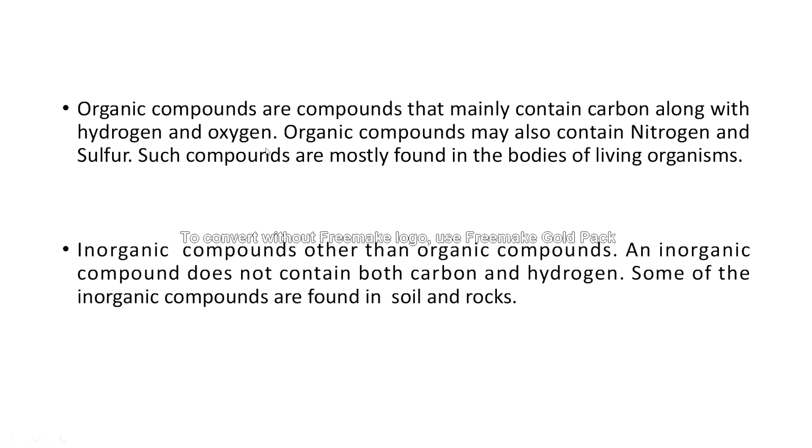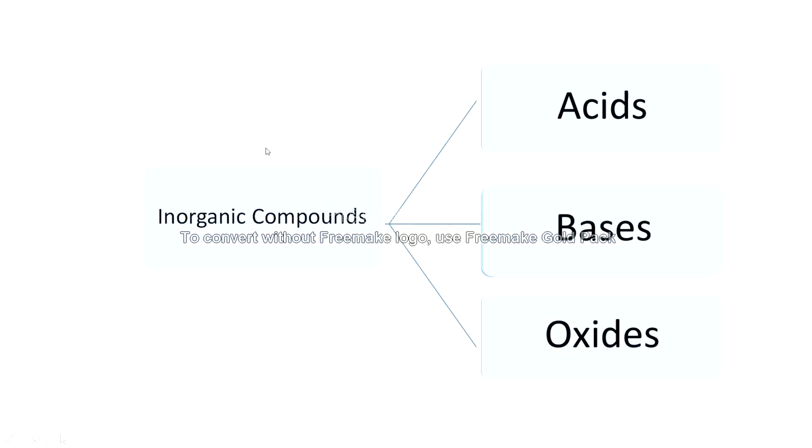Inorganic compounds are compounds other than organic compounds. They do not contain both carbon and hydrogen. It means that they may contain carbon but not hydrogen, and they may contain hydrogen but not carbon. You cannot find both carbon and hydrogen in an inorganic compound. Inorganic compounds can be found in soil and rocks. That is the classification for inorganic compounds.